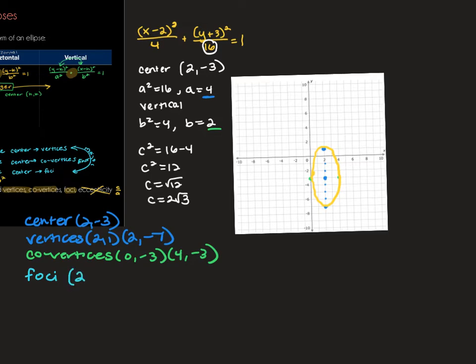means my x is going to stay the same, but my y, I'm going to add and subtract 2 root 3. To graph it, because root 12 is not a whole number, I'm going to say it's in between 9 and 16, so it's in between 3 and 4. So 1, 2, 3, probably right there. Those would be your foci.